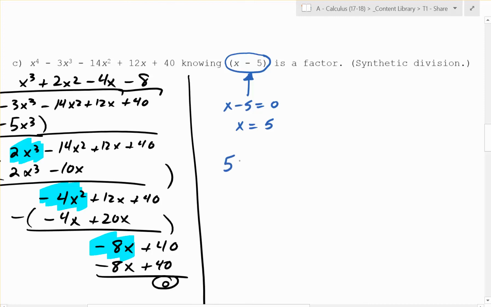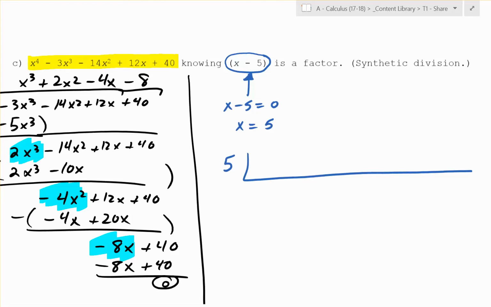You plug that here, and then you do a symbol like this, and then you take all the coefficients here. What are the coefficients in order? Well, it's 1, and then negative 3, negative 14, 12, and 40. Okay, so that's the setup. You're going to do something over and over again.